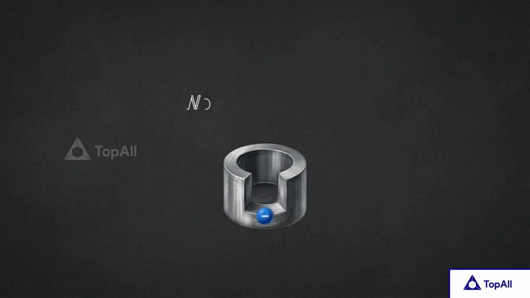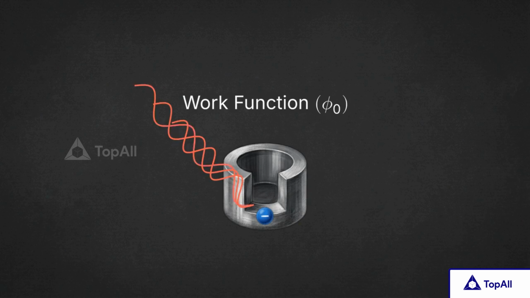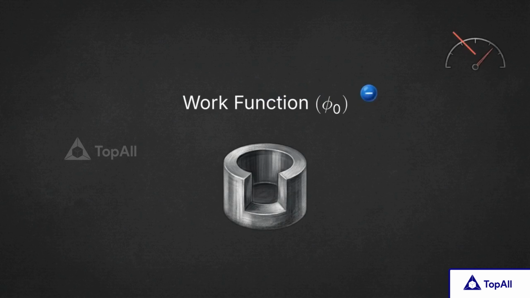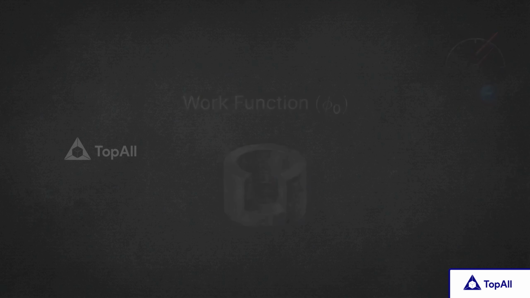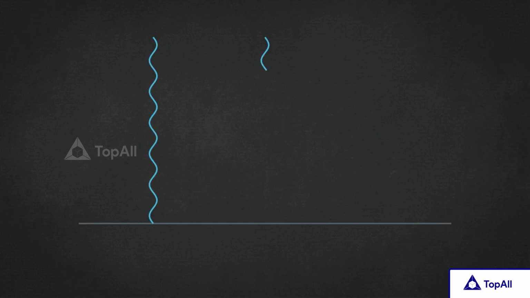This leads to the next variable in the equation, the work function, or phi-0. The work function is the minimum energy barrier an electron must overcome to escape the attractive forces of the metal. If the incoming photon's frequency is too low, it lacks the energy to meet this minimum requirement. The electron stays trapped, explaining why red light has no effect. If the photon energy exceeds the work function, the electron breaks free. Any leftover energy becomes the electron's kinetic energy, which determines its speed.